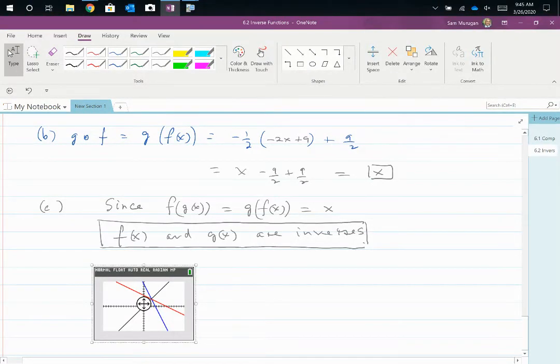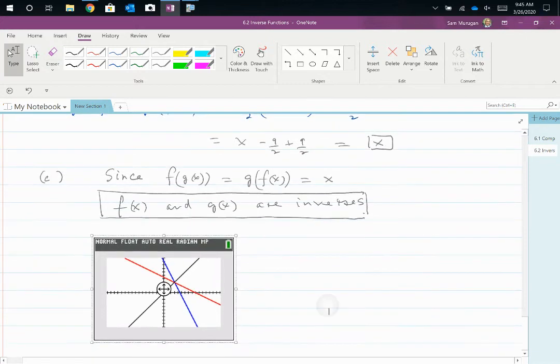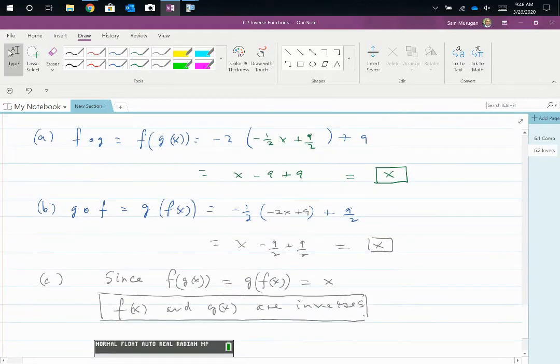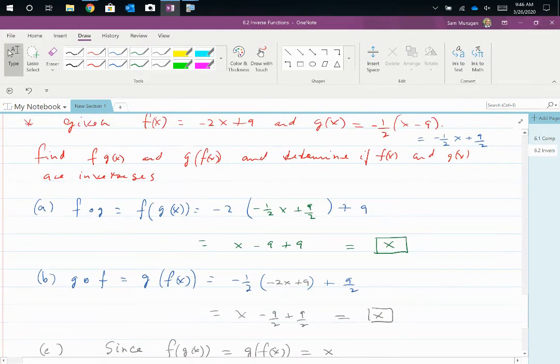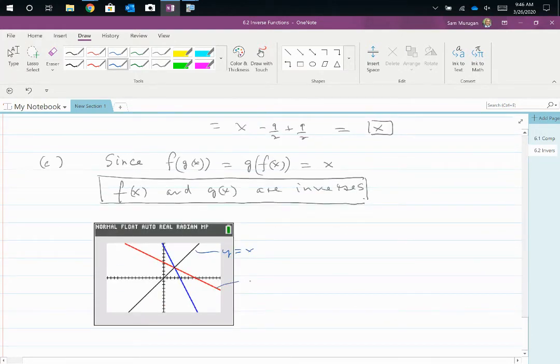Okay, just to get a good illustration of what the graph looks like. That line going through the middle is y is equal to x. This is the line with the negative slope. What's that equation? Negative 2x plus 9. And this is the line with the... I'm sorry, they both have a negative slope.